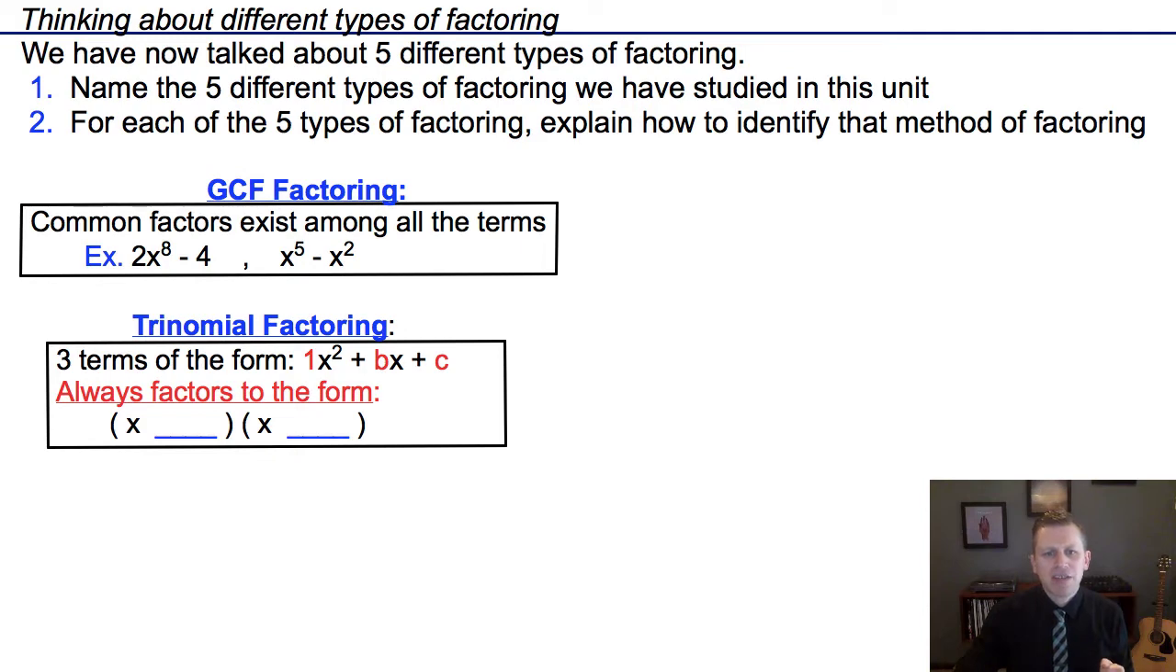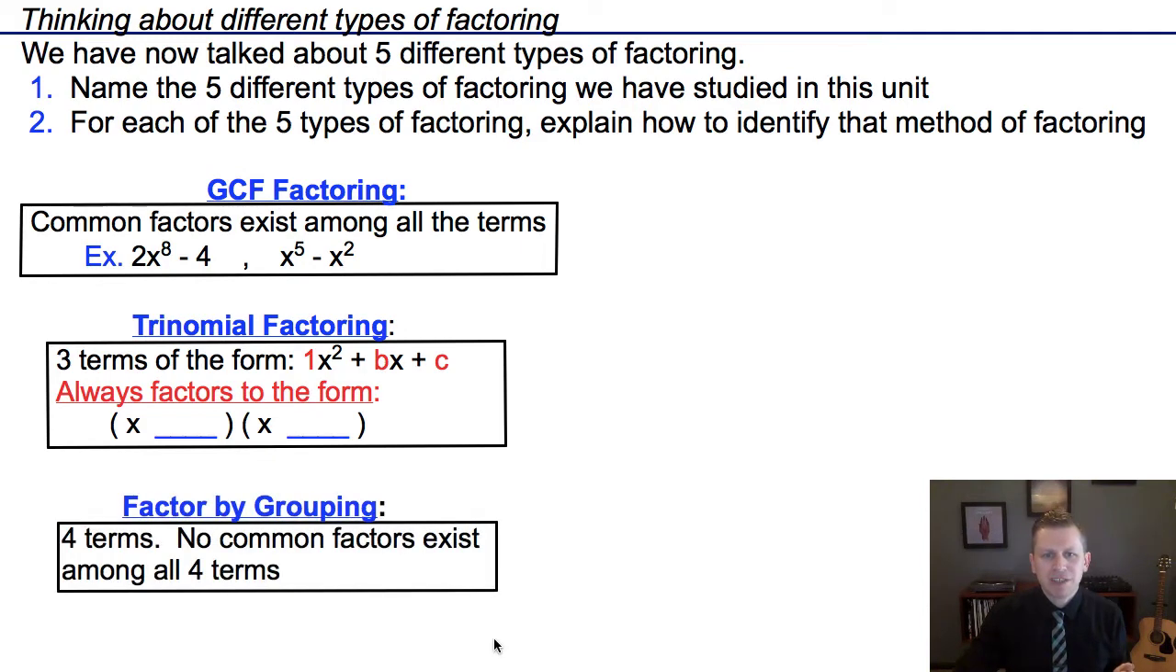The next type of factoring that we looked at was grouping. Factor by grouping involves GCF factoring, so you need to know how to do GCF to do it, and it's very easy to identify. Just look for 4 terms where no common factors exist among the 4 terms.